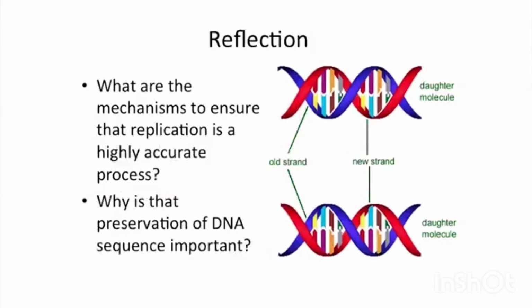So what mechanisms do you think there might be to ensure that replication is accurate? Why is preservation of DNA sequence so important? And what happens to the function, to the information, if errors do occur?